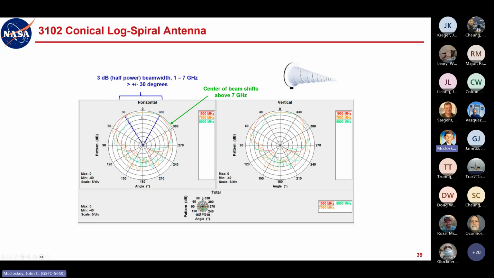But to my mind, the bore sight gain is just down, I don't know, a few dB here. So as long as you take that into account, I don't think it's an insurmountable problem, especially when you're making these measurements on a large test article, like at system level.